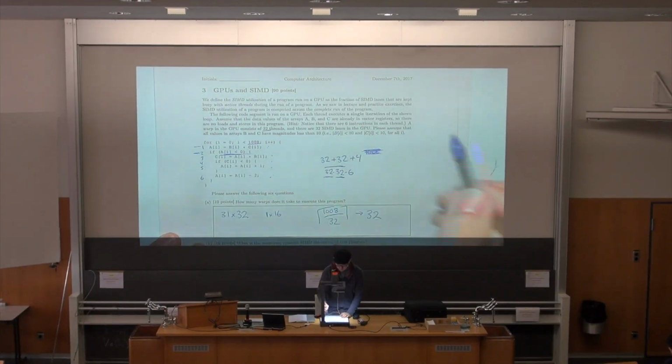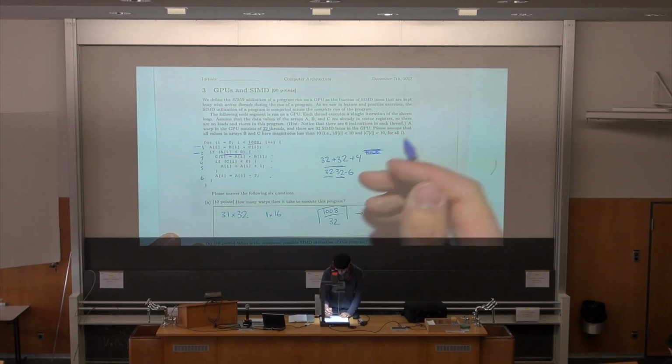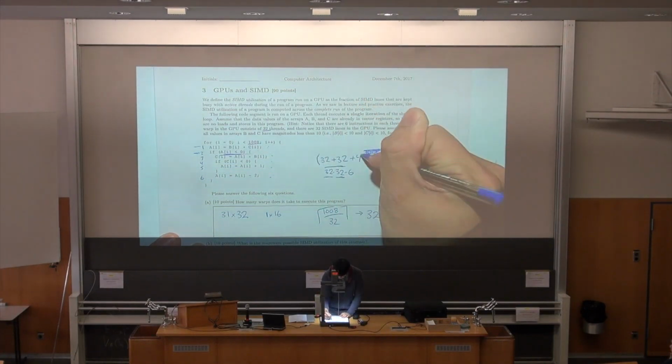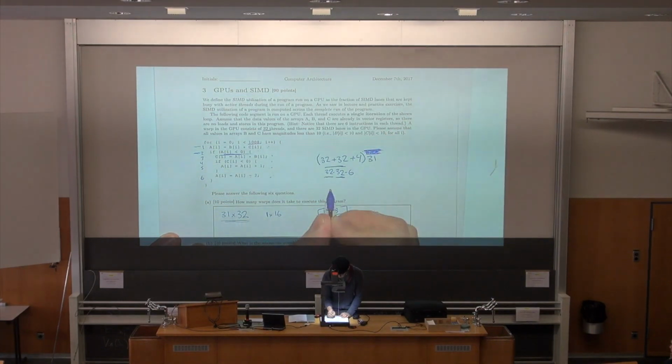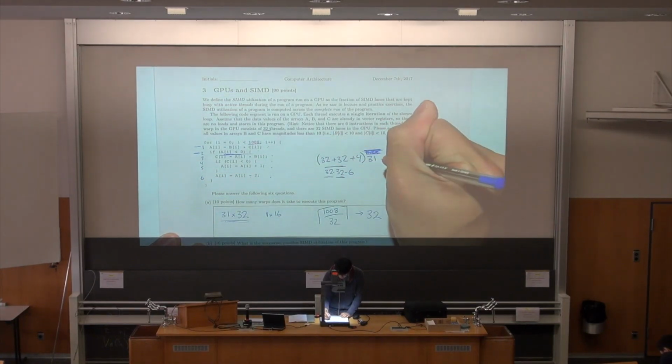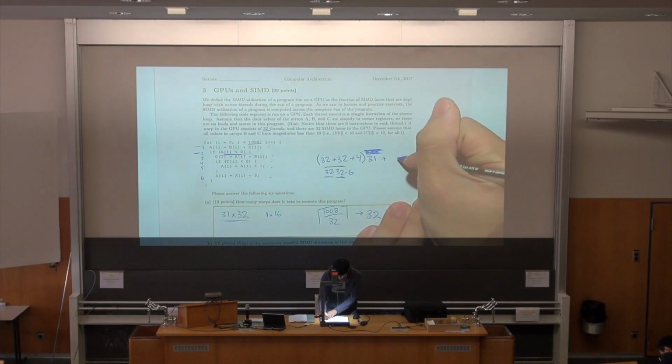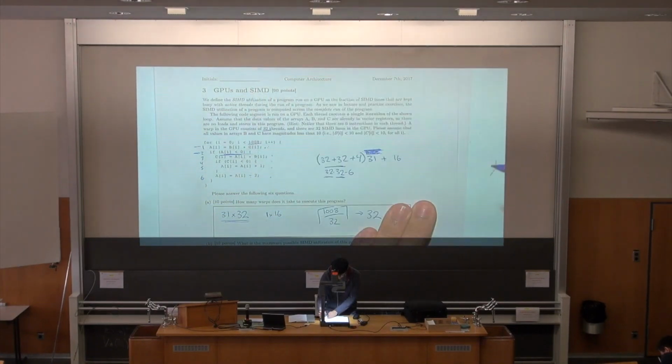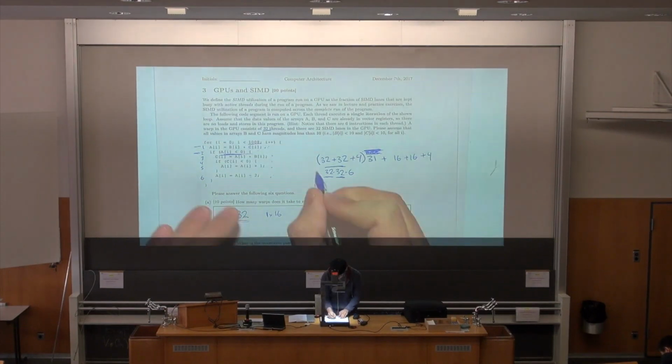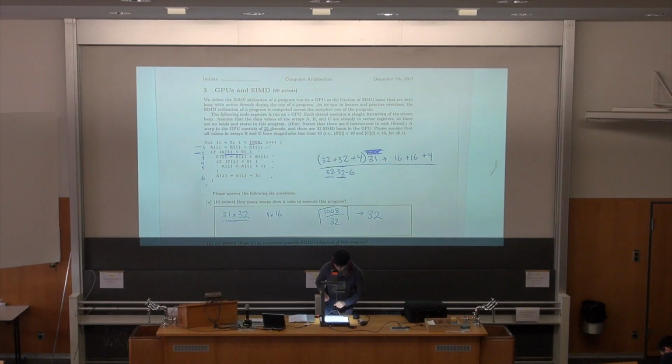Yeah, 4 instructions per warp, and 31 of these are full warps, and then we have another half warp that needs to also do the same thing. So we're looking at 16 here, and then plus another 16 for the next instruction, and then also another plus 4. I think that's correct. Yes. Are there any questions here? Great.